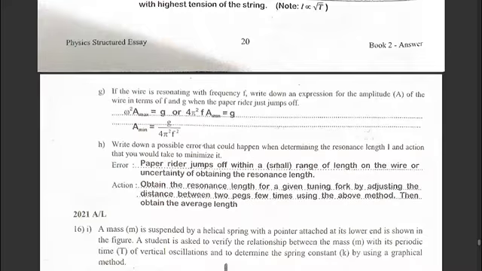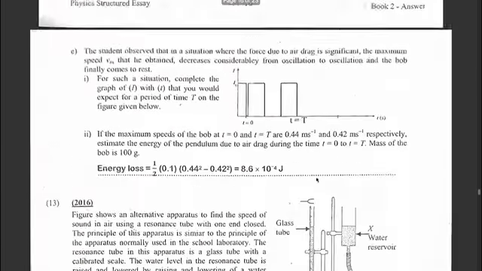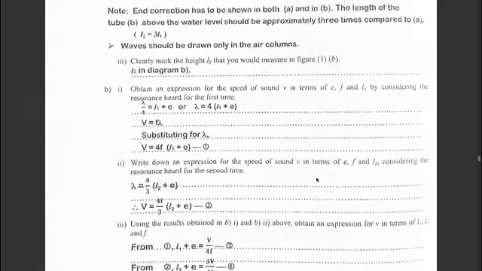Wave rider jumps off within a small range of length on the wire. Obtain the resonance length for a given tuning fork by adjusting the distance between two pegs a few times using the above method. Then obtain the average length. So obtaining the average is not a problem. Now this part, wave rider jumping off within a small range. To understand that, let's look at this example.